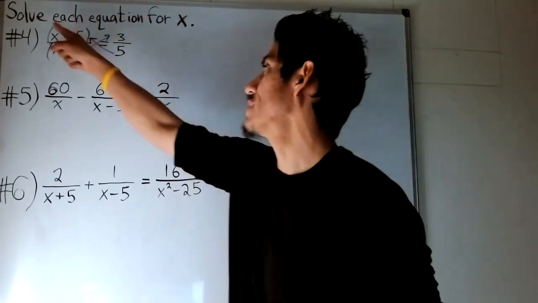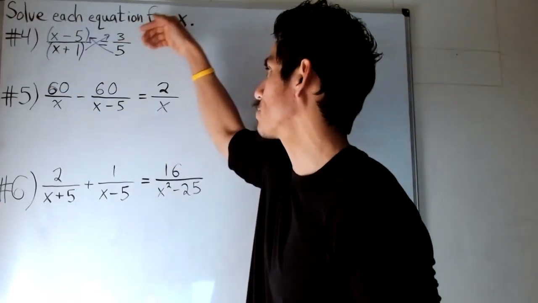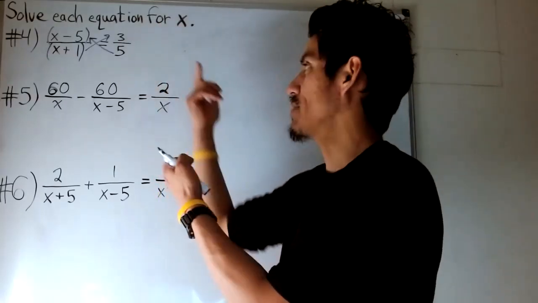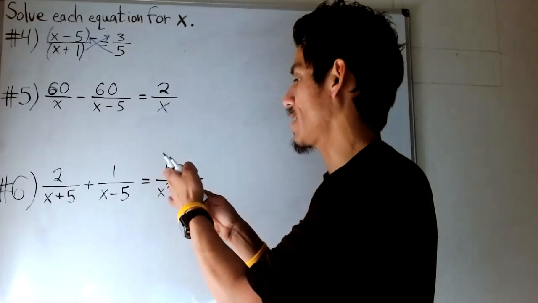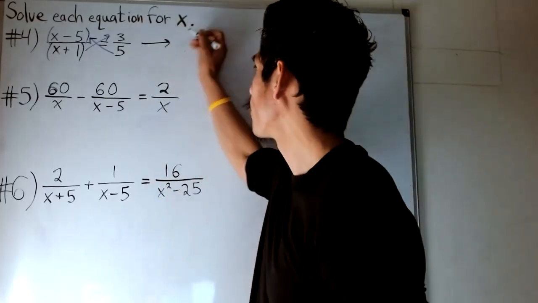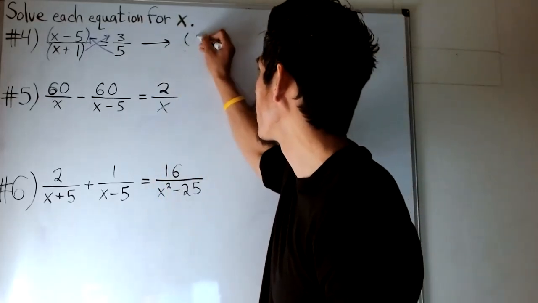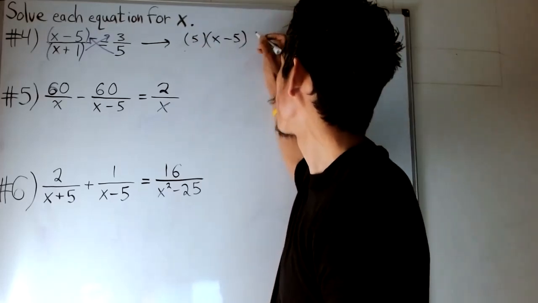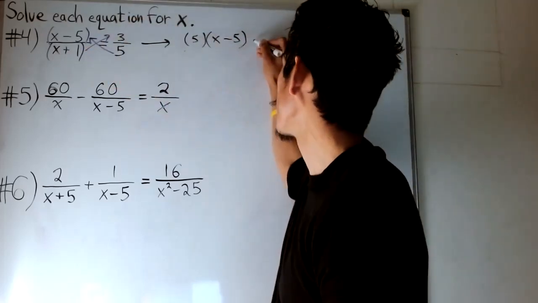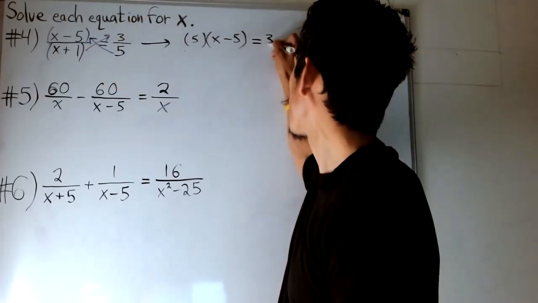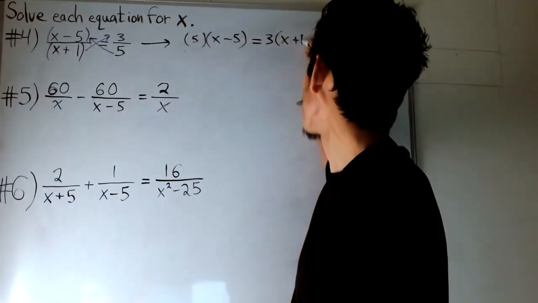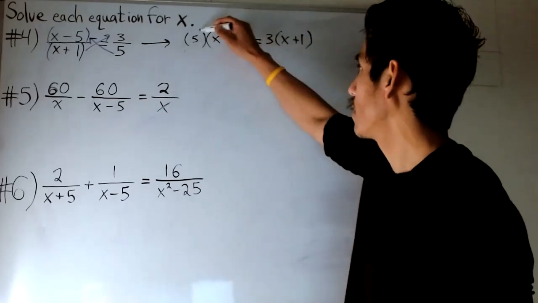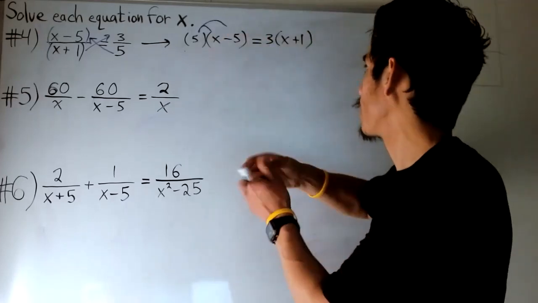It's the same as multiplying this by 5 over 5 and this by x plus 1 over x plus 1 and then working its way out, or going about it the long way, but this is much quicker. So then this will just end up looking like 5 times x minus 5 on the left being equal to 3 times x plus 1 on the right. Then from here, you just got to solve for x. And you can just make sure you distribute properly.